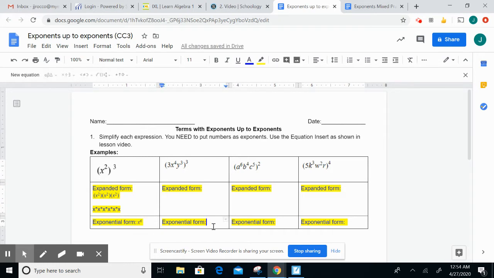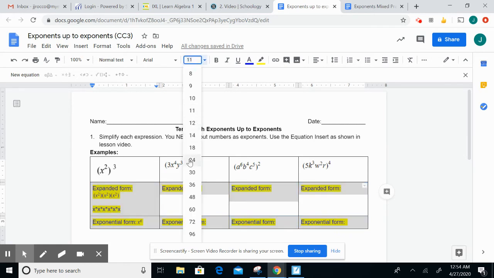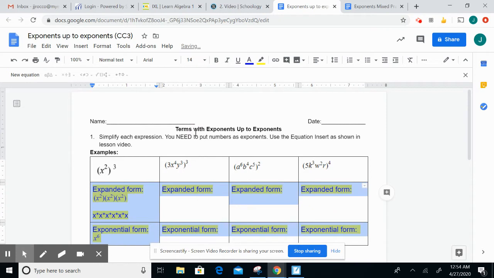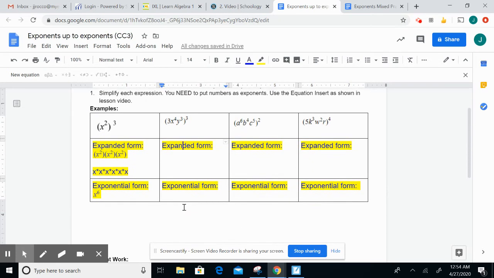So now, basically, what you can get from this is you don't have to write the expanded form. I want you to get used to it, but check it out. 3 times 2 is 6. Exponent up to an exponent, you're going to multiply the exponents. 3 times 2 is 6, so the exponent here is 6.